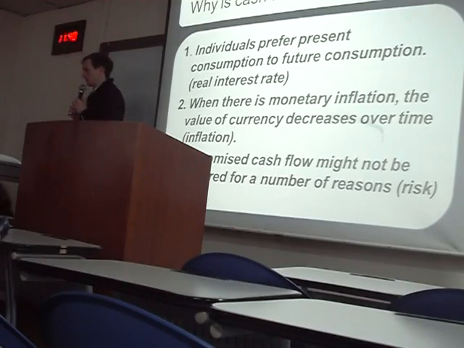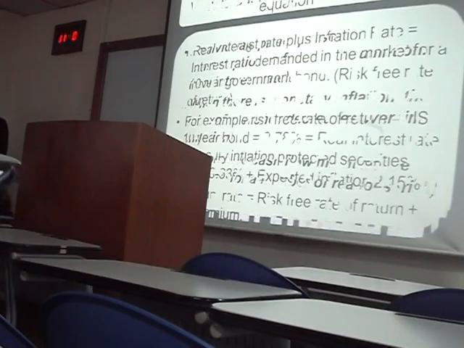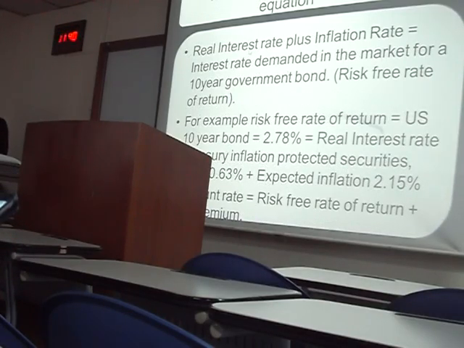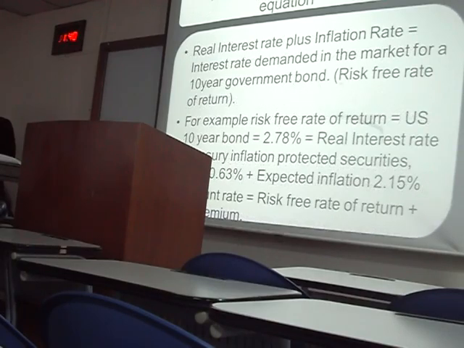Okay. So we have to put all these three things together in order to calculate what we call a discount rate. The discount rate is going to be how much less is the money worth in the future compared to today. Also, we can refer to that as interest rate. So if we want to make this as an equation, we have this, the real interest rate, the preference, plus the inflation rate, okay? And that is equal to the interest rate or discount rate on a risk-free asset.